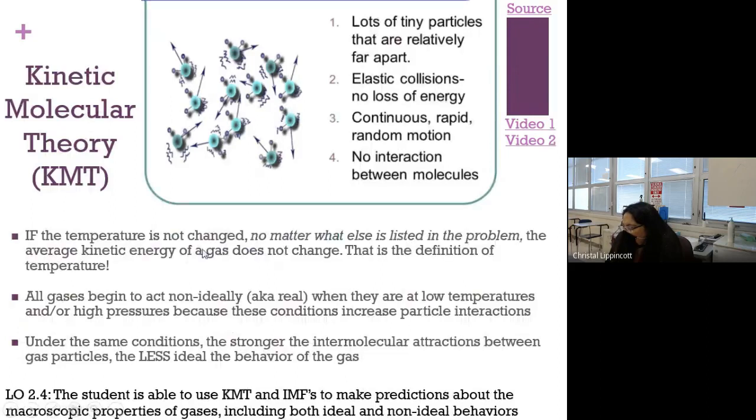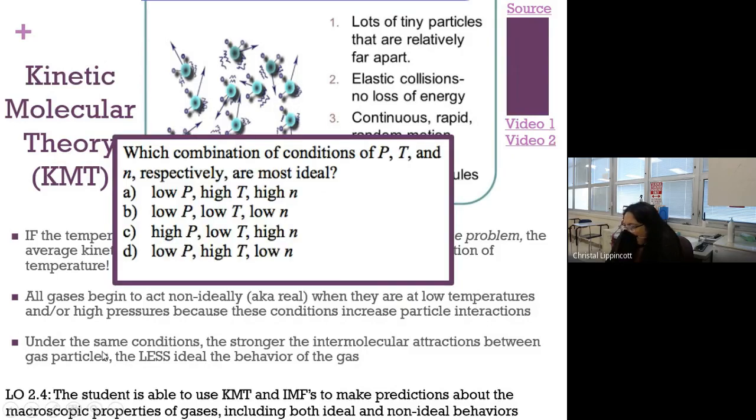If the temperature is not changed, no matter what else is listed in the problem, the average kinetic energy of the gas does not change. And I got you guys on one of these in that 2013 worksheet, so keep that in mind. All gases begin to act non-ideally at low temperatures, because remember, they're going to slow down and are able to hook up together, or at high pressures, because they're getting squeezed closer together. Under the same conditions, the stronger the IMF between the gas particles, the less ideal the gas will behave.